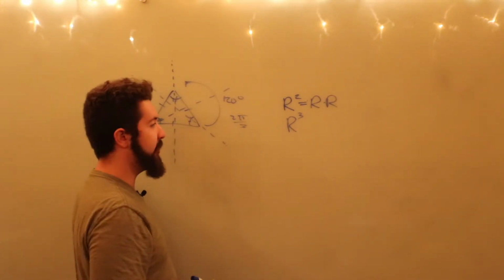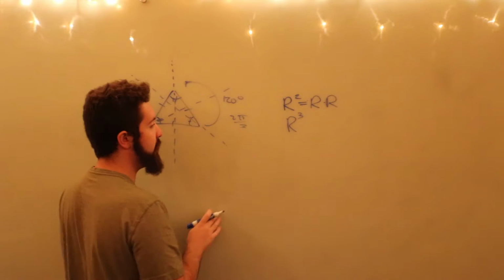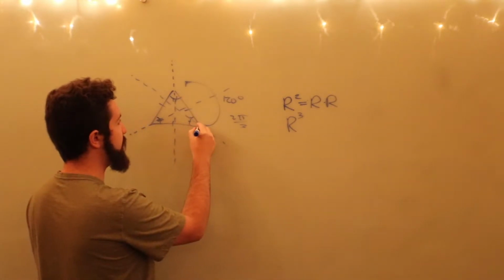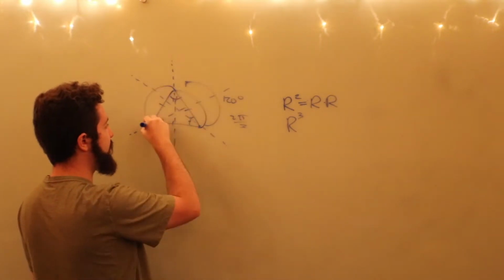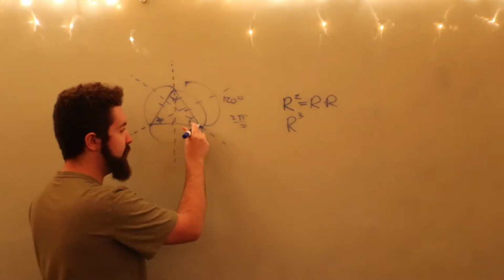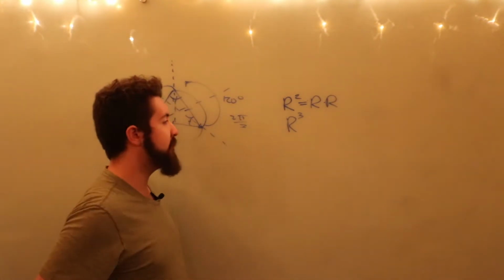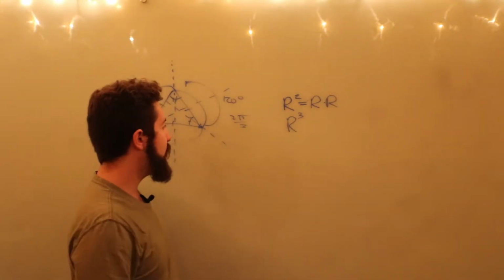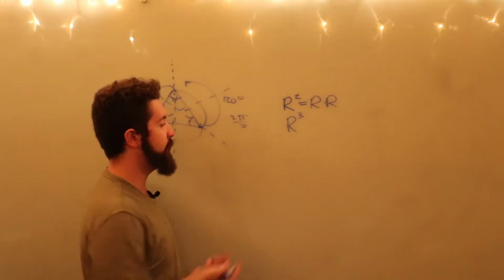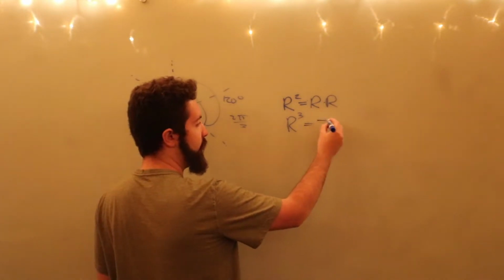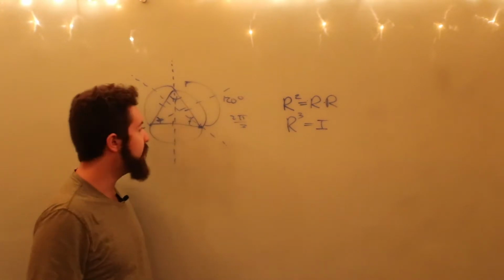And what are you going to get? You're going to get nothing in return. Because if this goes all the way around to here, and then a second time, and then a third time, then you notice it's going to be in the exact same position as it was to begin with. So we want to encode this as being nothing, if you will. We'll call it the identity operation on this.